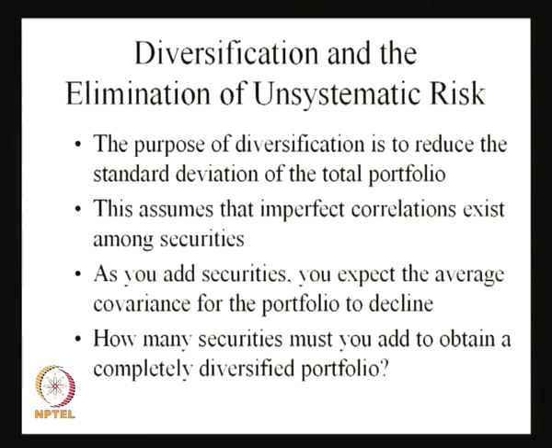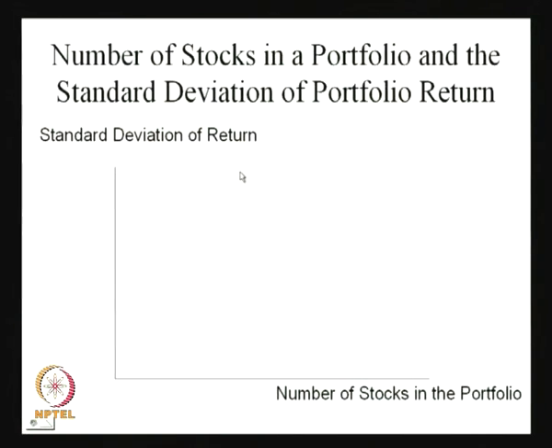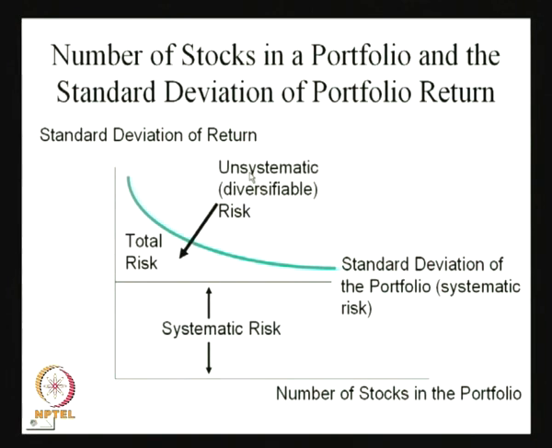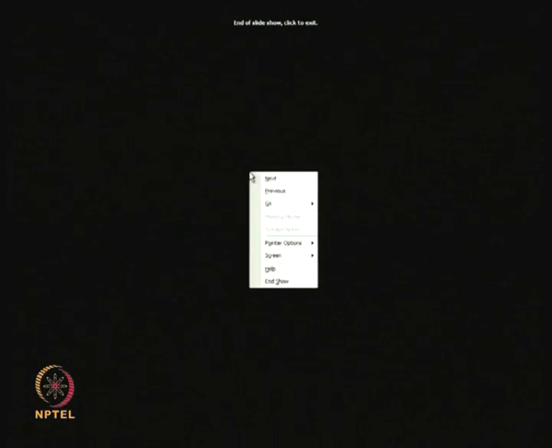So, as you add on securities, you expect the average covariance for the portfolio to decline, because they are negatively correlated. So, the question is, how many securities must you add to obtain a completely diversified portfolio? That we will see in the further sessions whenever we discuss the optimal portfolio. Here, if you see this diagram, it will be more clear for you.